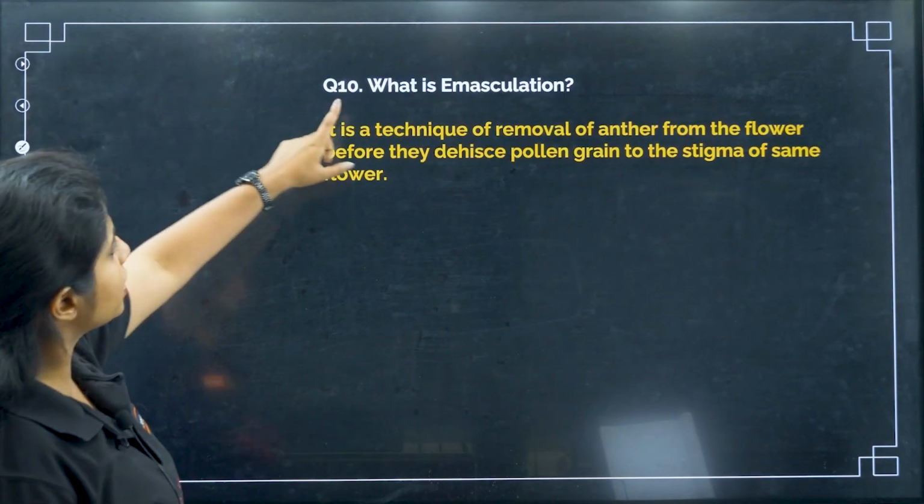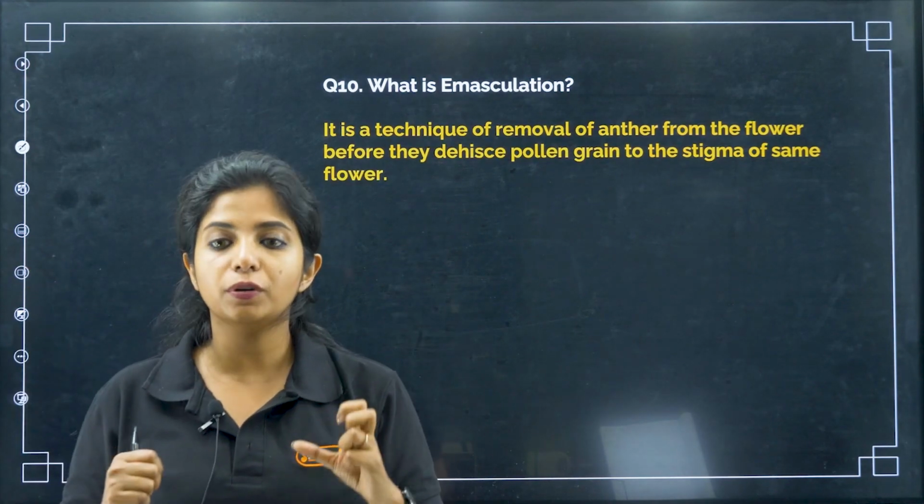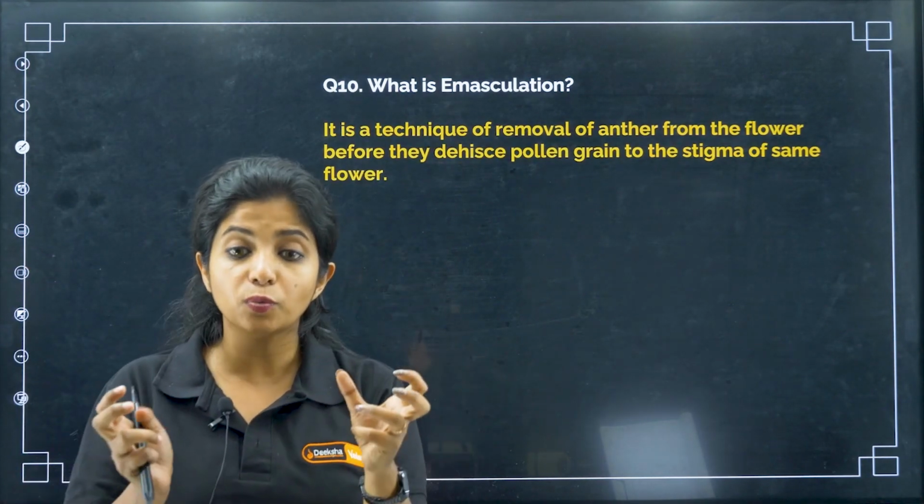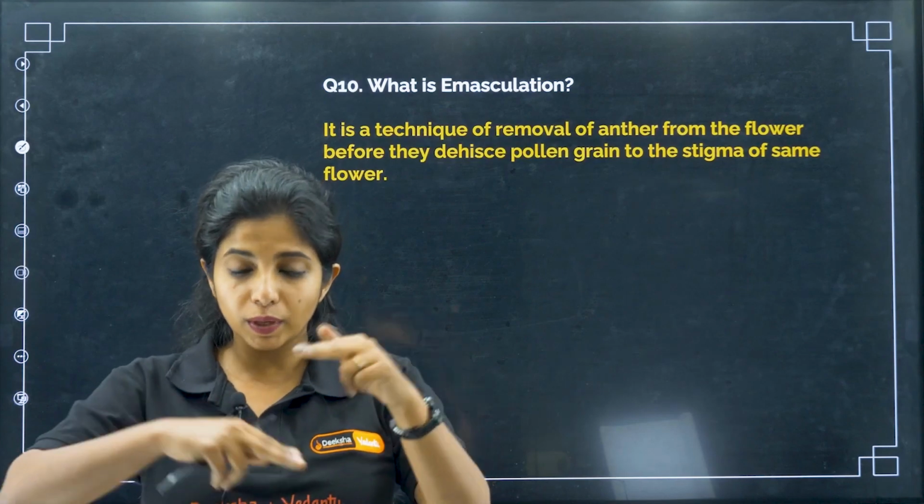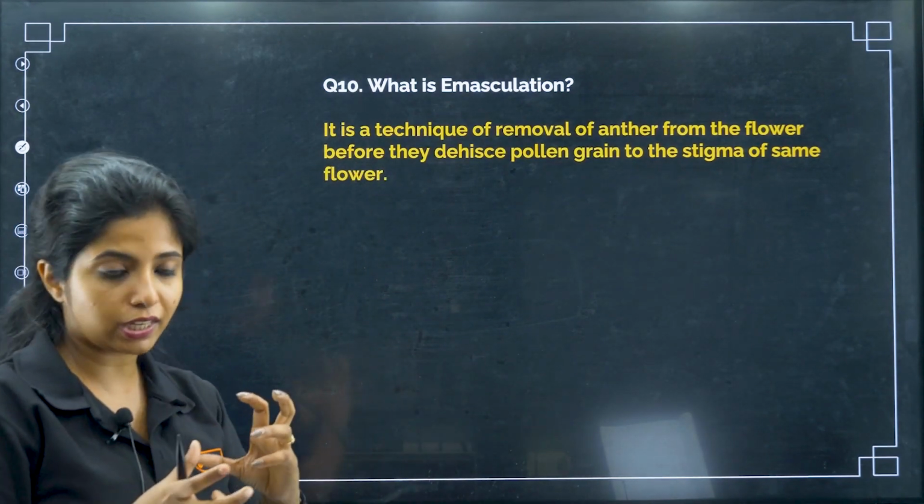Going ahead to the next thing, what is emasculation? Emasculation is basically the removal of anthers from the flower before they dehisce pollen grains. Okay, because we do not want self-pollination to happen, so we do it. We cut off the anthers from a bisexual flower, where both the sexes are together.